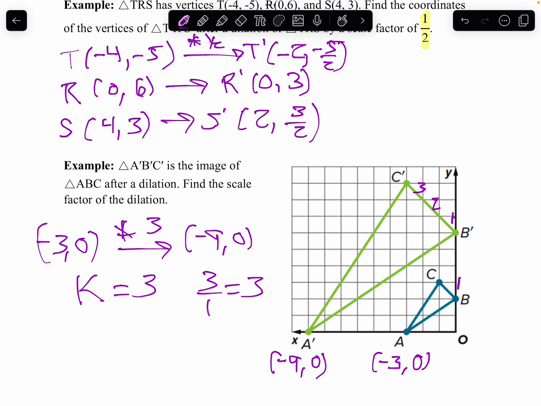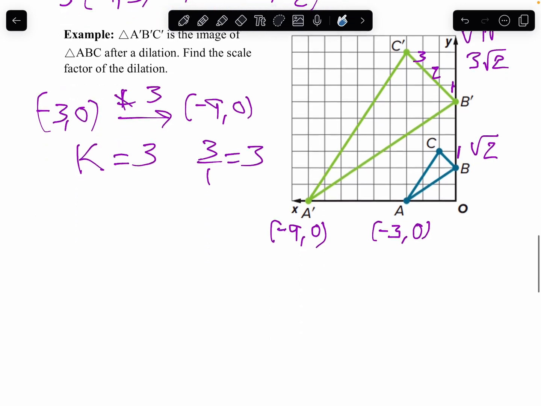Yes, I could have used the distance formula. This would be the square root of 2, and this would have been the square root of 18, which simplifies to 3 square roots of 2, so notice it's 3 times as big. Yes, we're going to have to do some simplifying radicals on these.